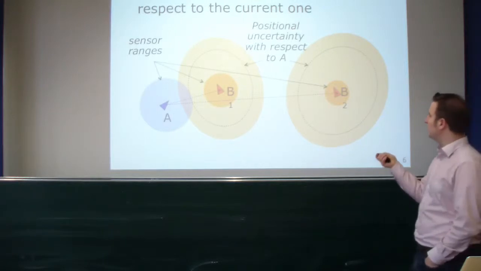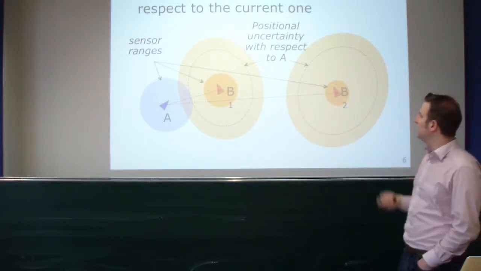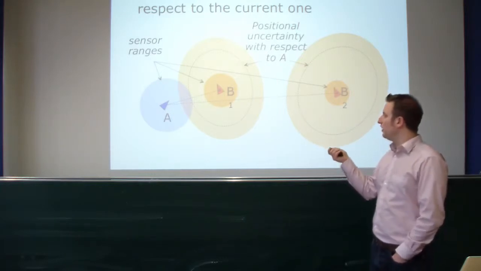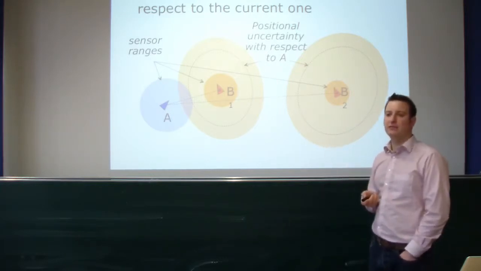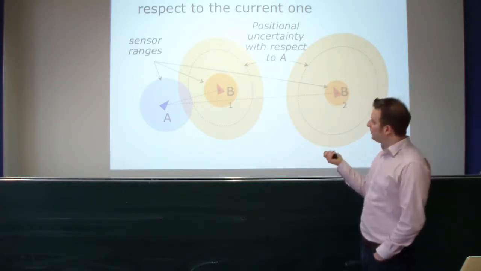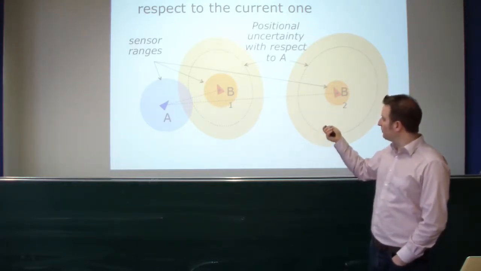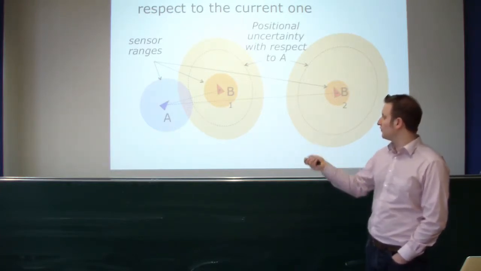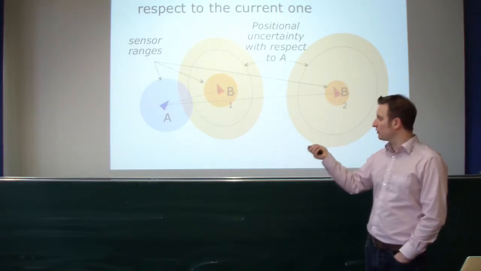So you have two nodes, B1 and B2, and B2 should actually be out here as well. Then you can ask, what is the uncertainty of this node B relative to A? This is something we know how to compute based on the H matrix. You need to expand it with the sensing range, and then check if these circles overlap. So here these two circles overlap.